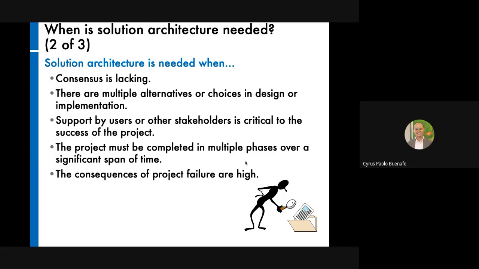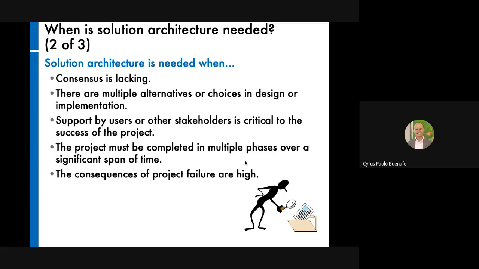All right, just a little bit of note here. We know that important to architecture is having to deal with stakeholders. They're very crucial in getting consensus. If there are multiple alternatives or choices in design or implementation, if support by users or other stakeholders is critical to the success of the project, or if the project must be completed in multiple phases over a significant span of time, typically multi-year implementations, and the consequences of failing in the project would be high.